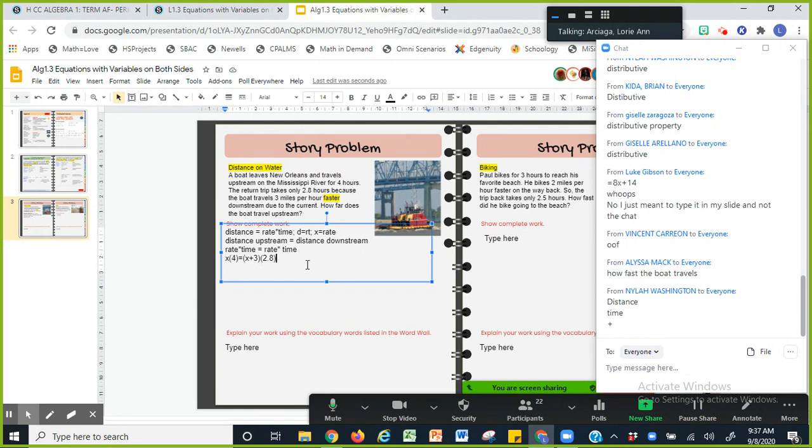Okay, so now let's simplify this. We have 4x is equal to, you've got to distribute this guy, right? You can also move that here to the front if you want to.